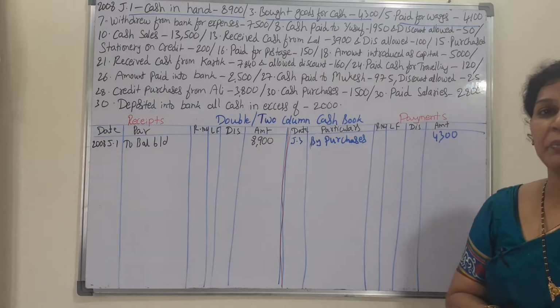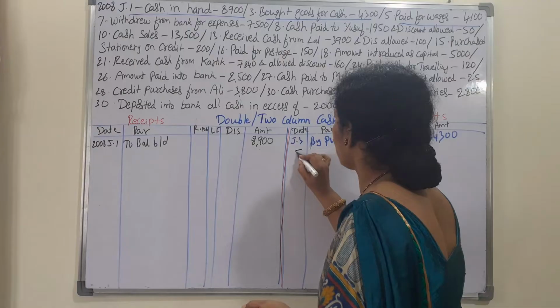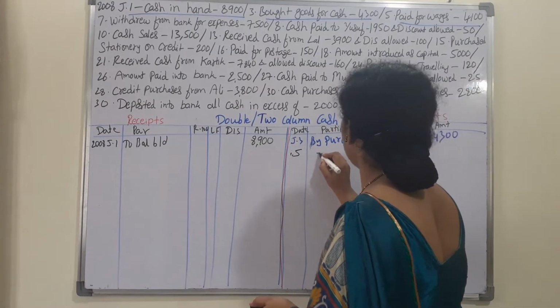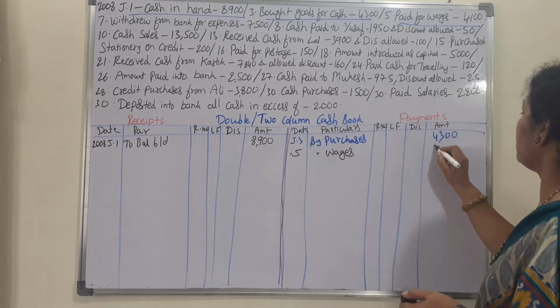Next, paid for wages 4,100. Paid for wages, it's a payment. All the payments will be on the credit side. So 5th, by wages, amount 4,100.